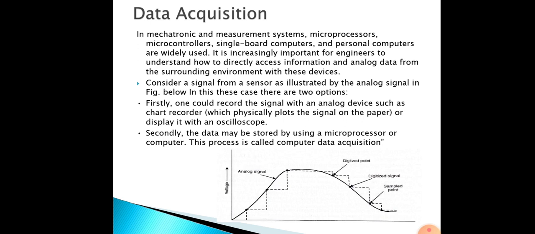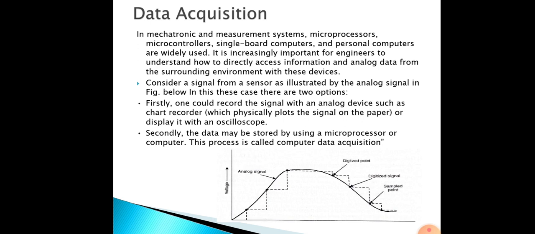To consider a signal from a sensor, you can see in the diagram that this is the analog signal. Firstly, one could record the signal with an analog device such as a chart recorder. And secondly, the data may be stored by using a microprocessor or computer. This process is called computer data acquisition.